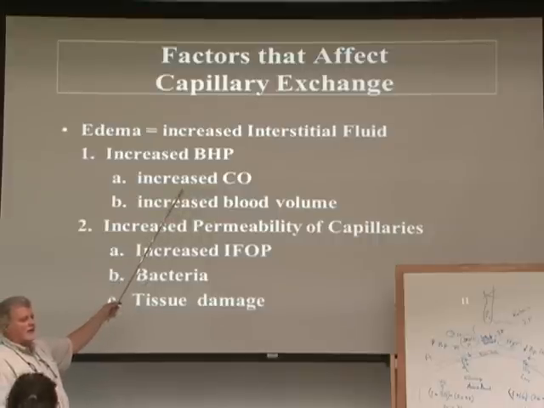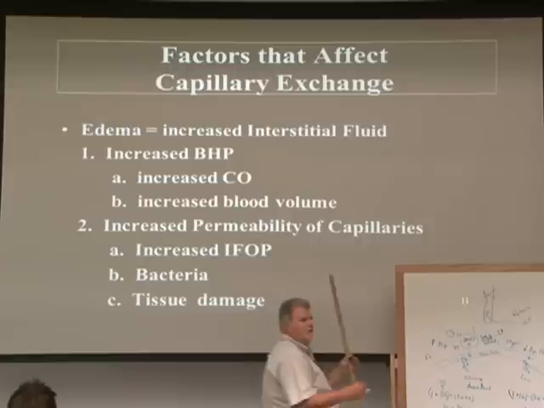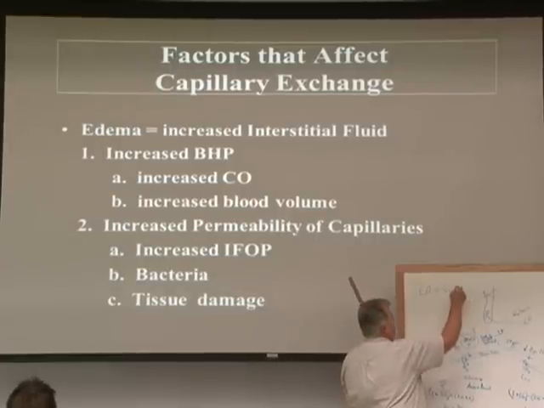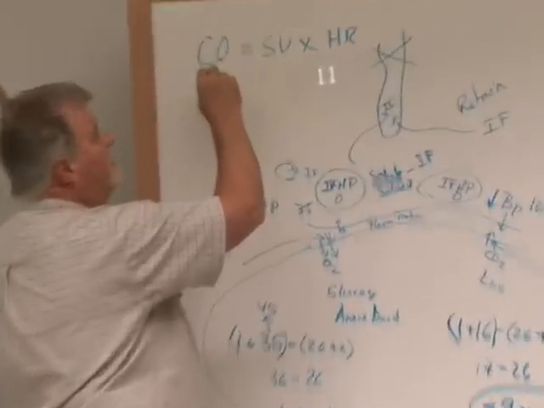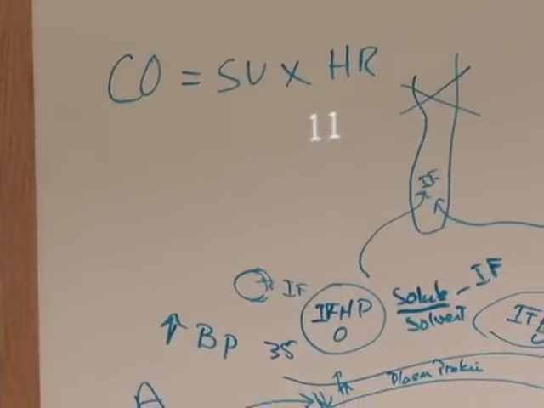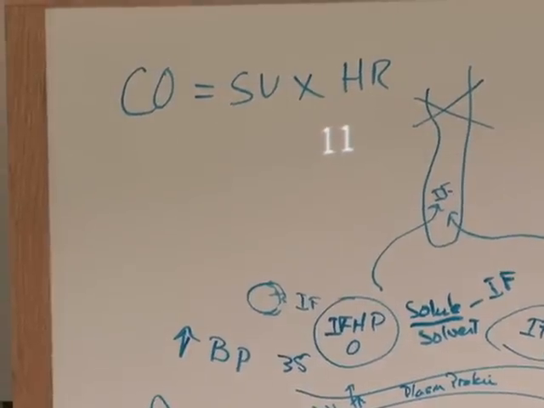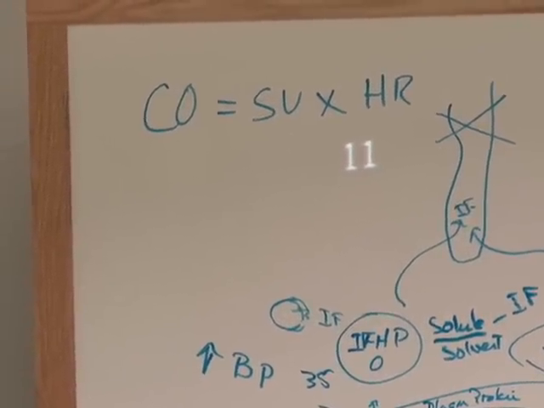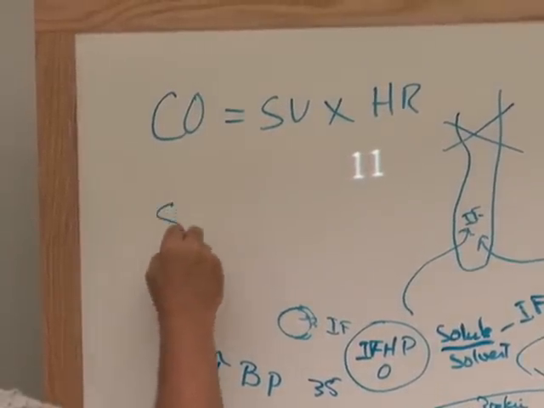So what kind of things increase blood hydrostatic pressure? An increase in cardiac output. So how did we measure cardiac output last time? Cardiac output was stroke volume times heart rate. So we could increase cardiac output if we only elevate heart rate, or if we increase stroke volume, or by increasing stroke volume and heart rate. Right? And how do we calculate stroke volume?